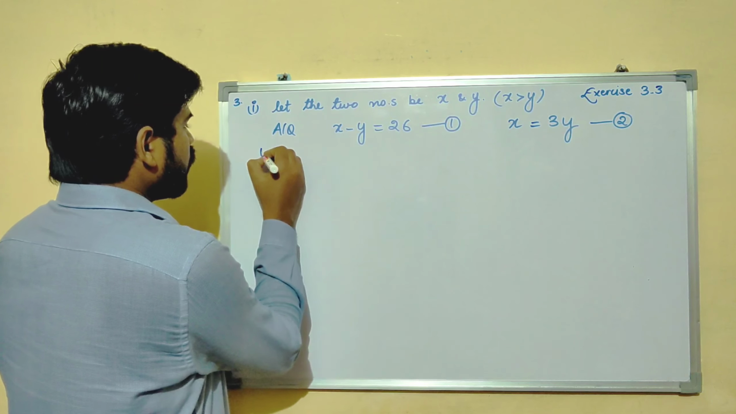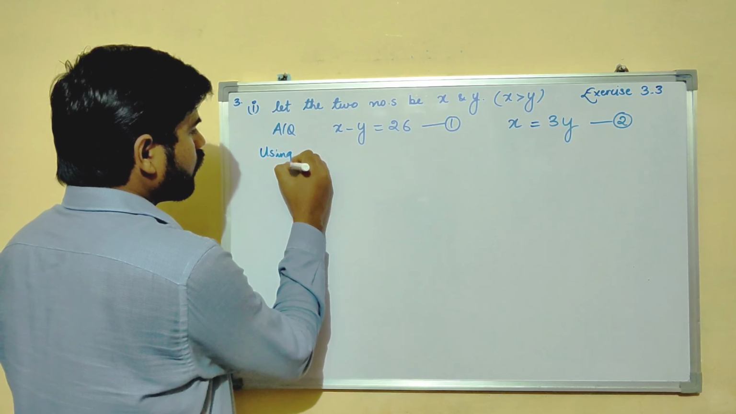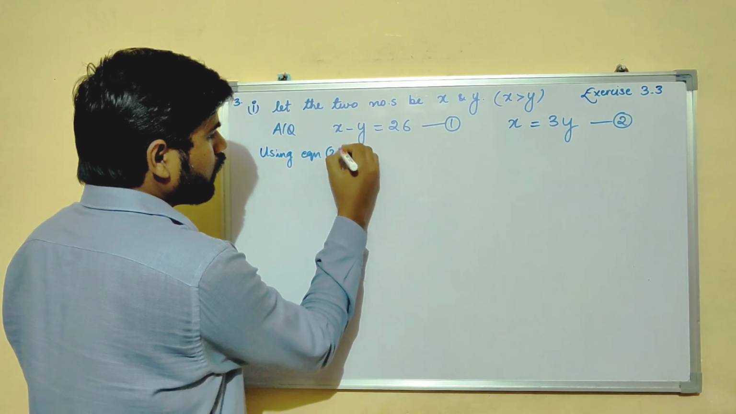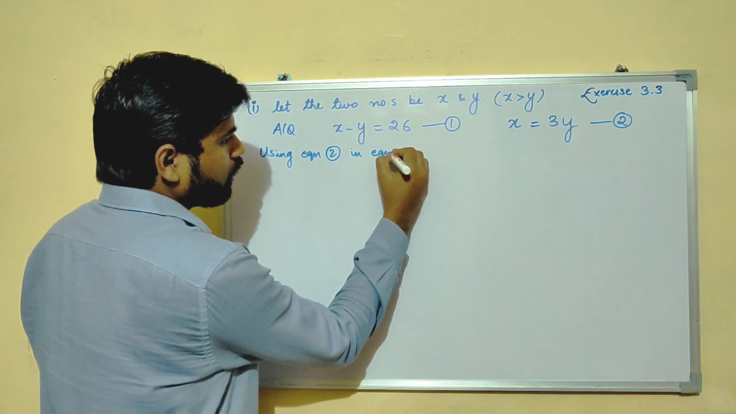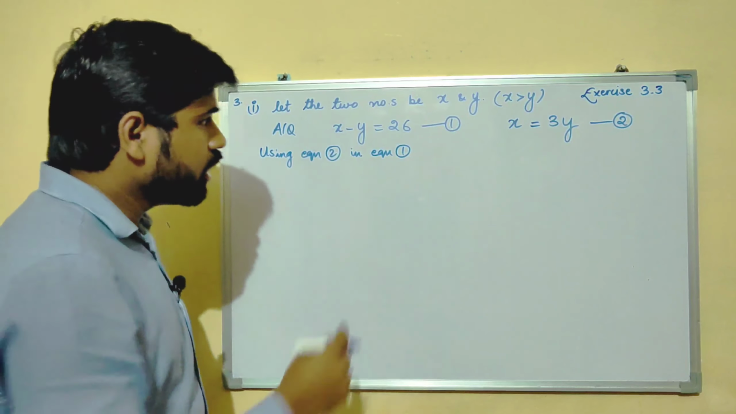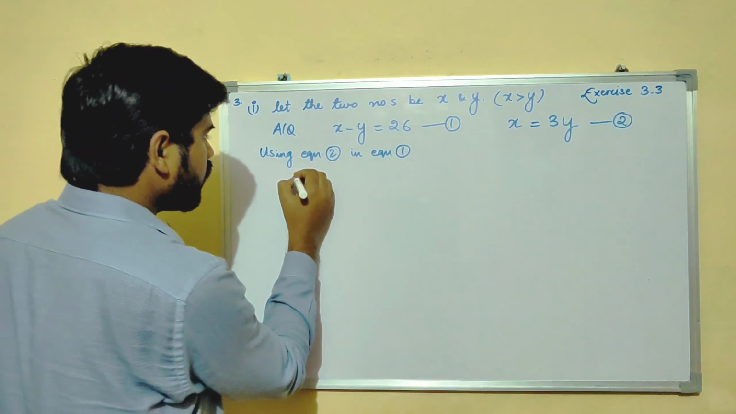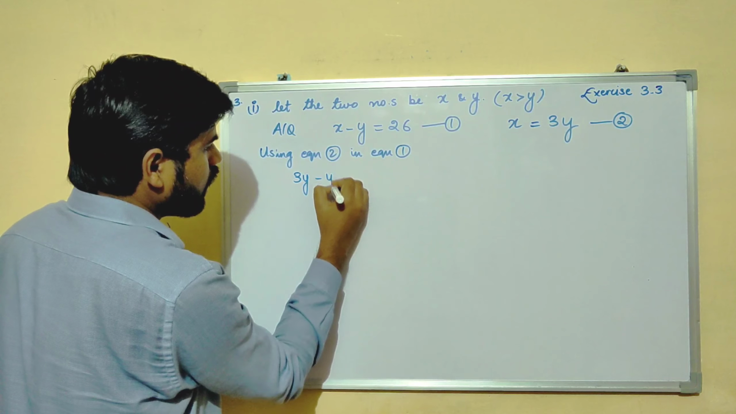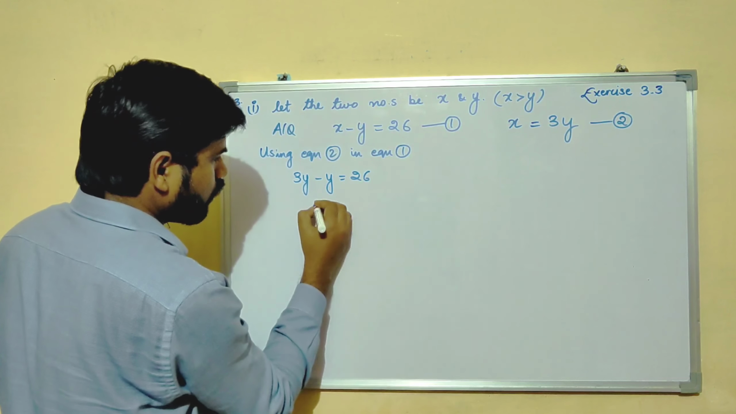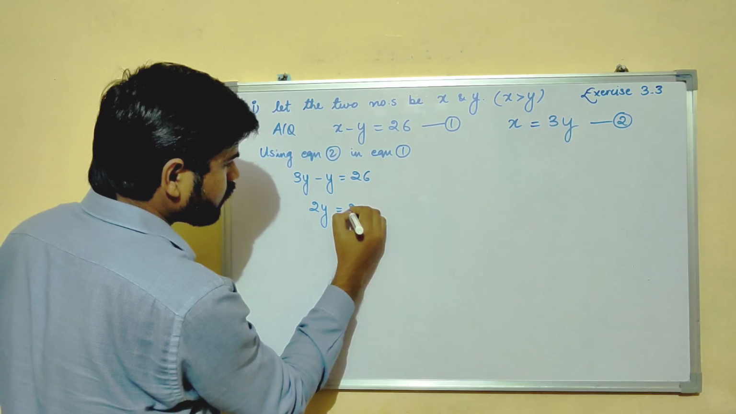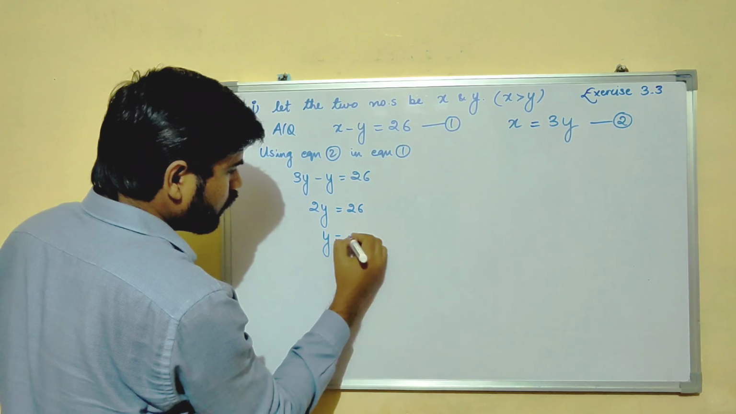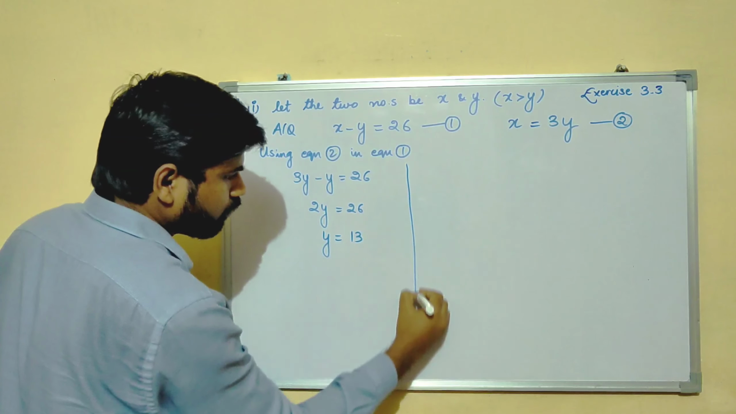So using equation 2 in equation 1, instead of x I will write 3y. 3y minus y equals 26, 2y equals 26, or y equals 13, right?